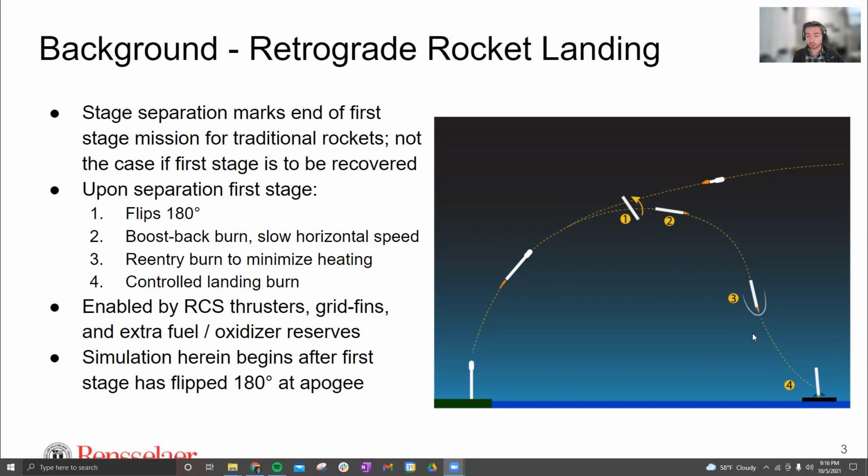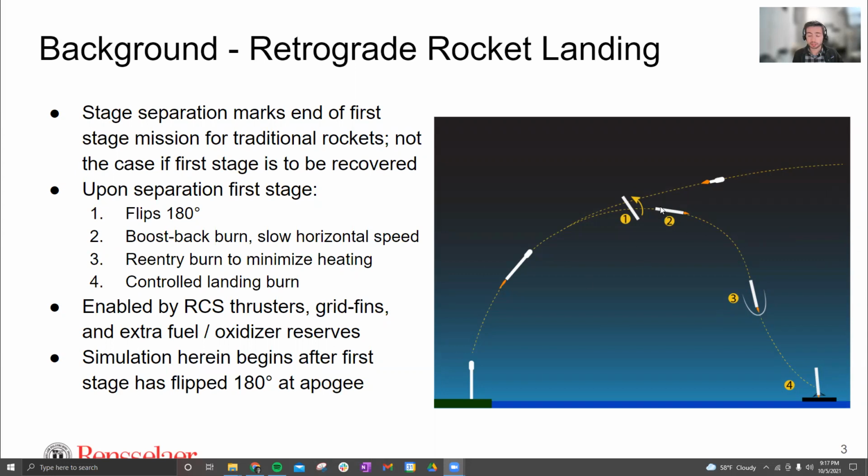Number three, this re-entry burn, is to slow down the rocket as it's re-entering the atmosphere to minimize excessive heating and damage to the engines. And then lastly, the fourth, we have a controlled landing burn, where in this image it's landing on a little drone ship out in the ocean. And this whole diagram is roughly mimicking the flight trajectory of the SpaceX Falcon 9 rocket, which is the best example of a real life rocket doing this.